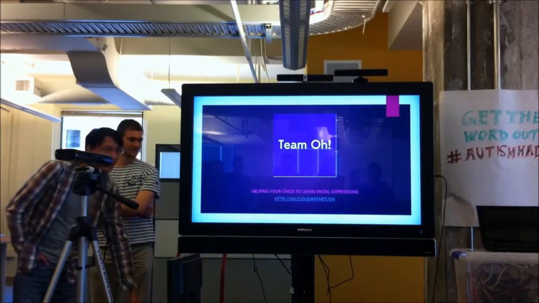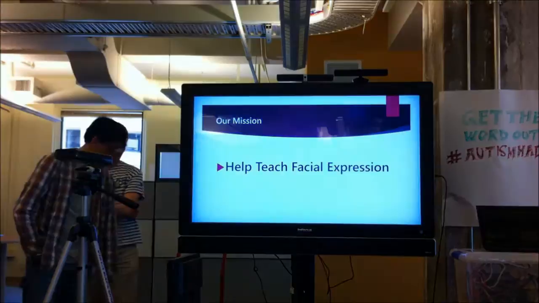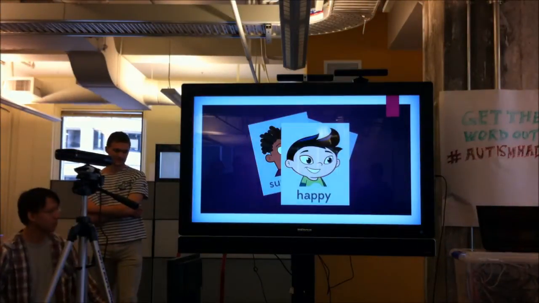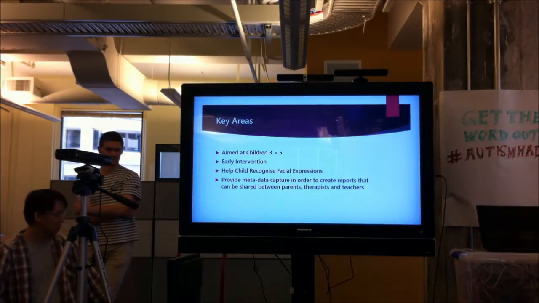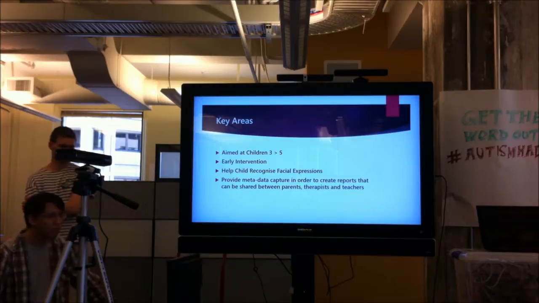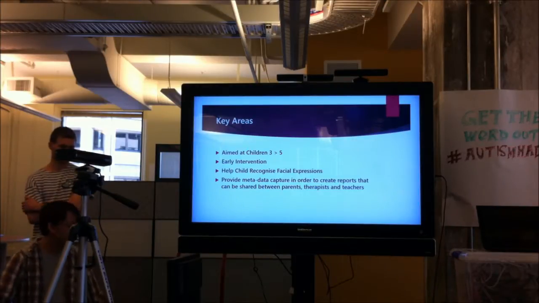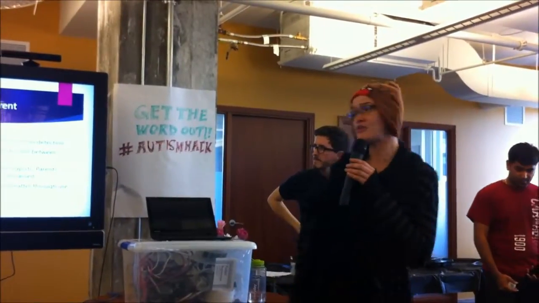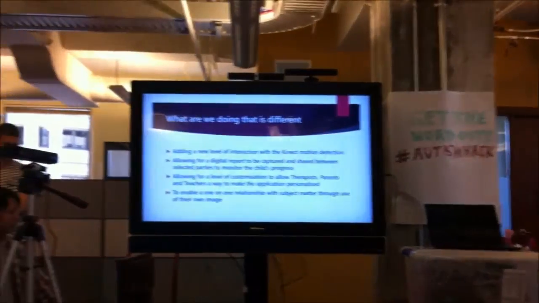Hi, this is Team O, and basically what we've been doing is trying to help children learn facial expressions. Our key mission is aimed at children 3 to 5, so we're aimed at that early intervention area. We're trying to get in very young to help the children learn what smiles are, what sadness is, and also capture some metadata there to provide feedback.